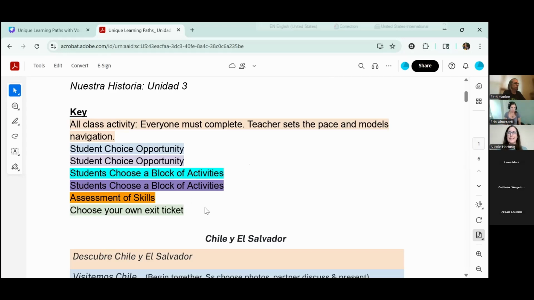And then the orange, of course, is assessment of their skills. And I decided I needed a little green in there. So I wanted you to know when there's a smaller choice, typically they work with a partner and have a conversation about a topic or a photo or a story. And then they can choose one of those answers or one of those themes that came up as their exit ticket before they leave the room.